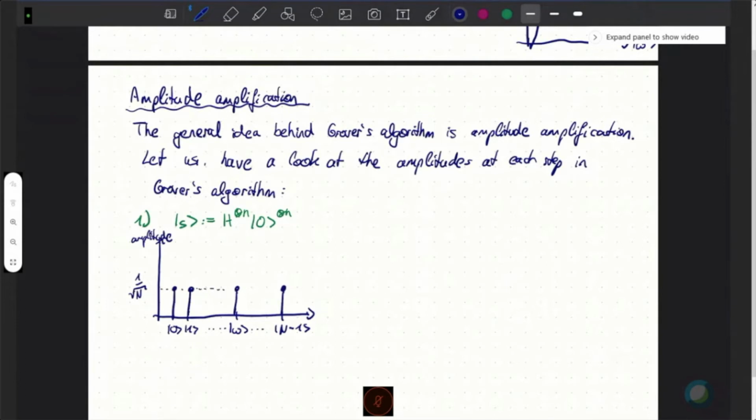And we have no different phases. The phase is always 0 between them. That's why you can just write the amplitude like that. And so the average amplitude is also just 1 over square root of n.